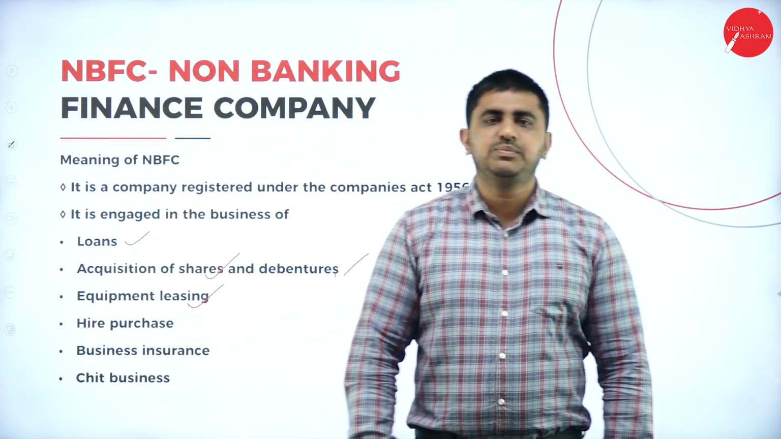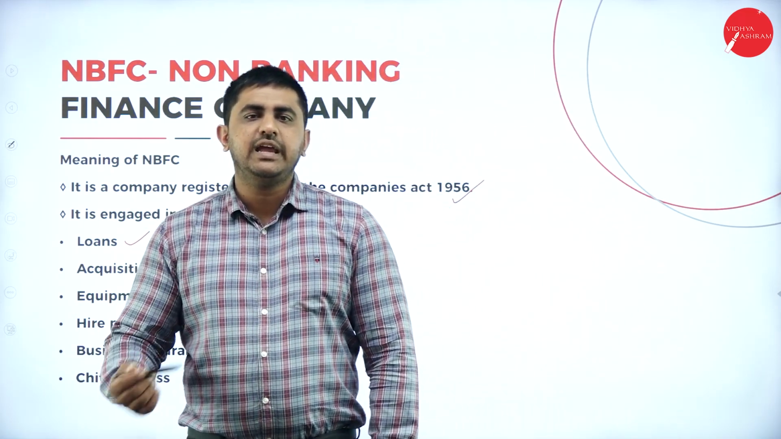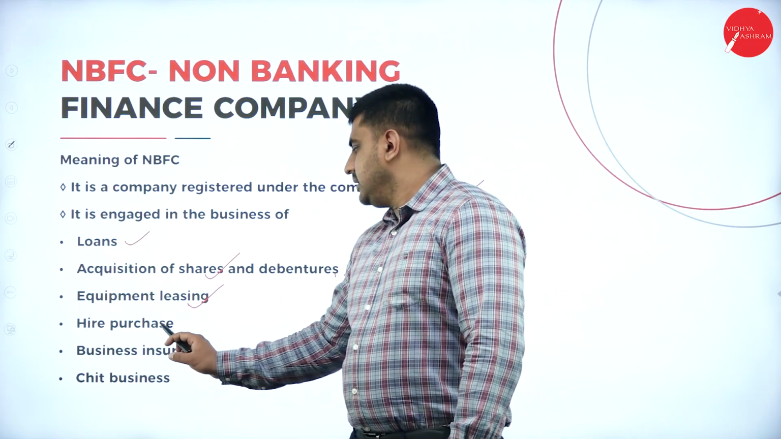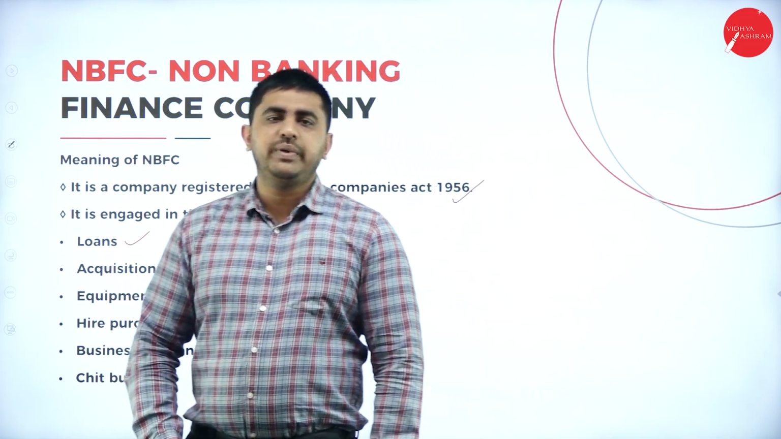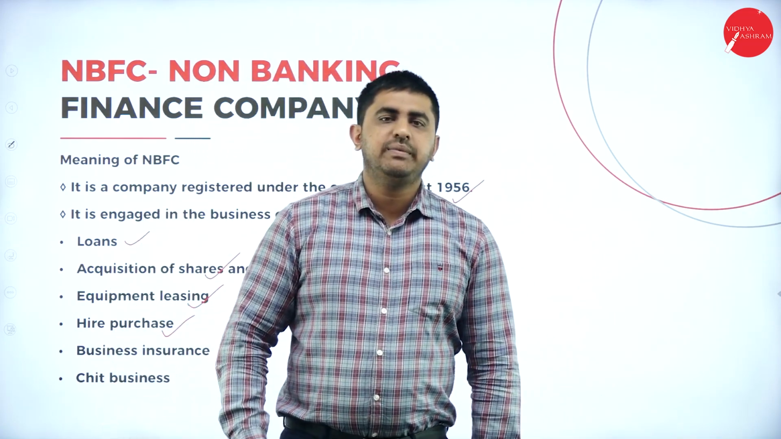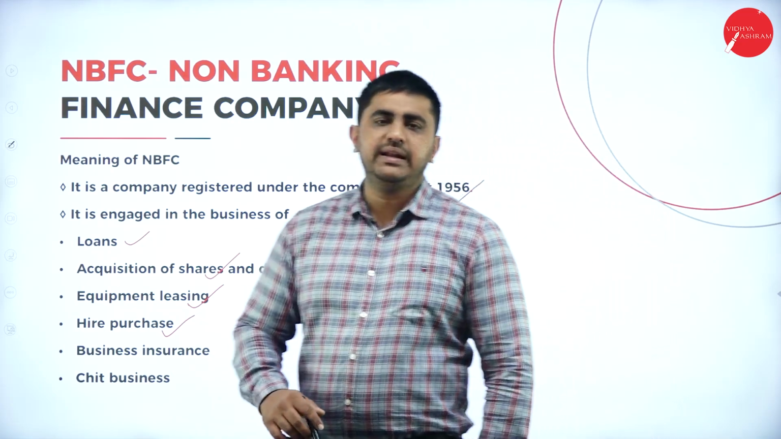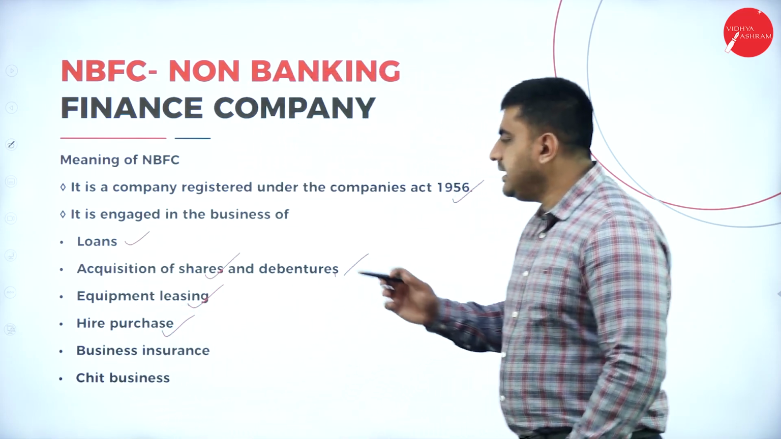After usage for 6 months or 1 month, you have to give back the machinery in the same condition and take back your money. That is equipment leasing. Then hire purchase. In the previous class I have already explained: you make some down payment for the machinery, the remaining amount you can pay in EMIs, and the ownership will be transferred only after you pay the final EMI.